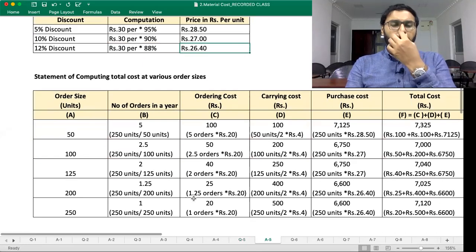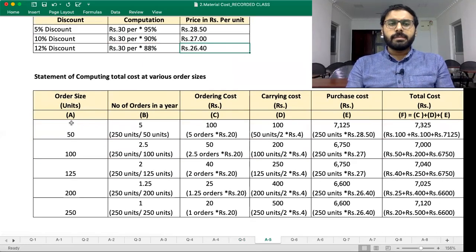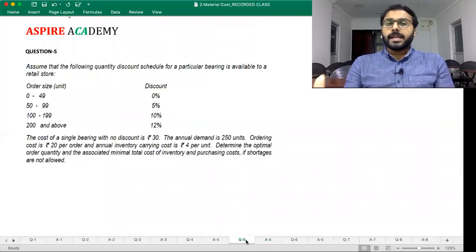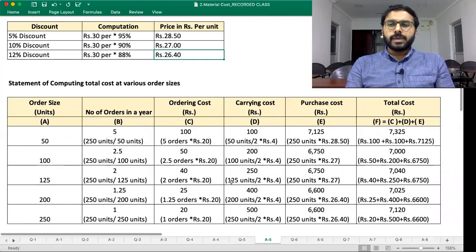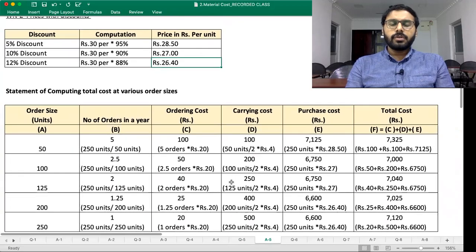When my order quantity is going to be 50, when my order quantity is going to be 100, when my order quantity is going to be 125, when my order quantity is going to be 200, and when my order quantity is going to be 250, what all are going to be the prices? That is what I'm going to find out right now. Okay, so moving on with the computation portion, this is very simple, which we already know.